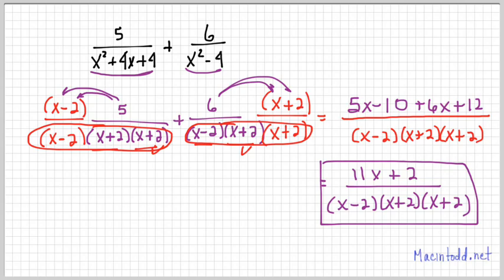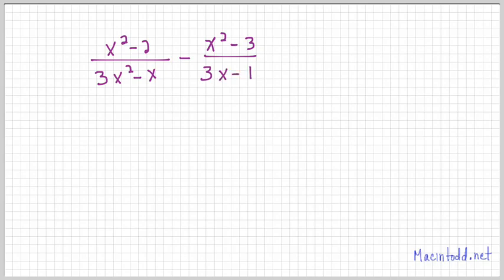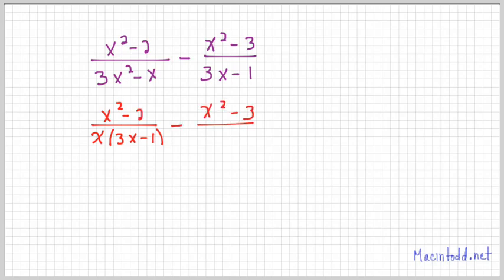Let's do one more with a subtraction problem in there. This one looks a little tricky: x squared minus 2 over 3x squared minus x, minus x squared minus 3 over 3x minus 1. Again, let's factor the denominators. So pull an x out, x times 3x minus 1. And I can't factor anything out on the right-hand fraction.